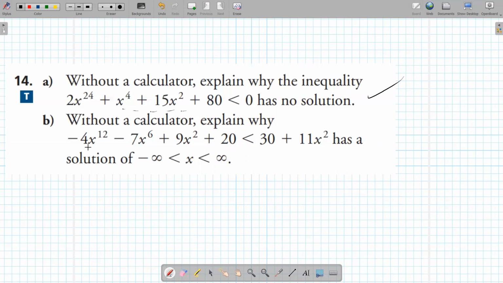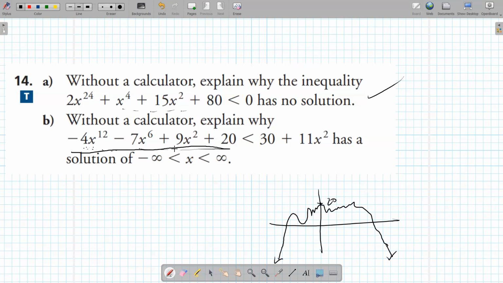The answer to B, look at this. Again, which quadrant does this start in? It's a negative even degree polynomial. Starts in the third one, ends in the fourth one, right? The y-intercept is 20, yeah? So it probably does something like this. And now this question B is asking us, when is this graph less than this other graph, which is a quadratic with a y-intercept of 30, right? Like that.